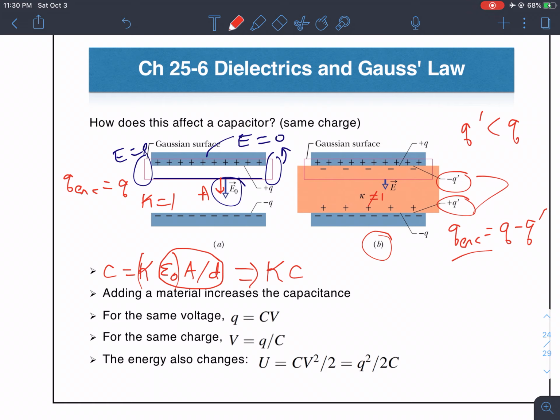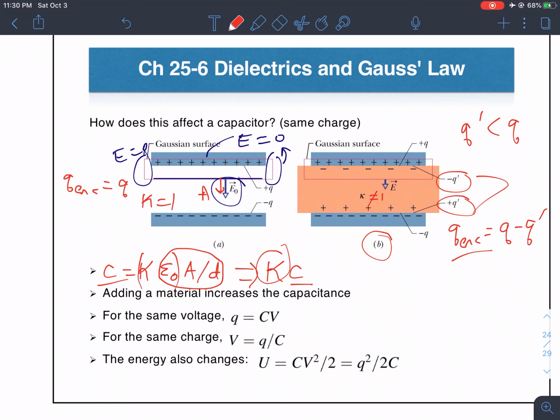this becomes C times kappa, or kappa times C, and that C is the capacitance for air. So again, these C's are not the same. Just to give you an idea, capacitance increases because you now have kappa. Adding a material increases the capacitance. That's what we observe.